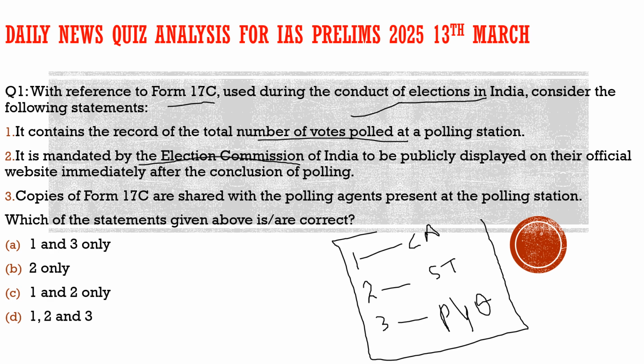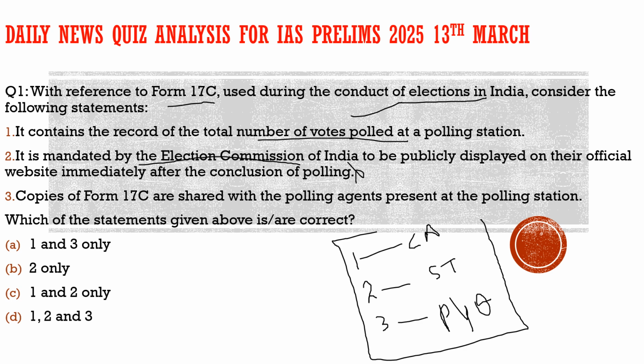This is totally incorrect, because this is the point of contention between the Election Commission of India and many political parties, that this record should be displayed to the public. It should be available to the public. It should be available to everyone, but it is not so. So the second statement is incorrect.